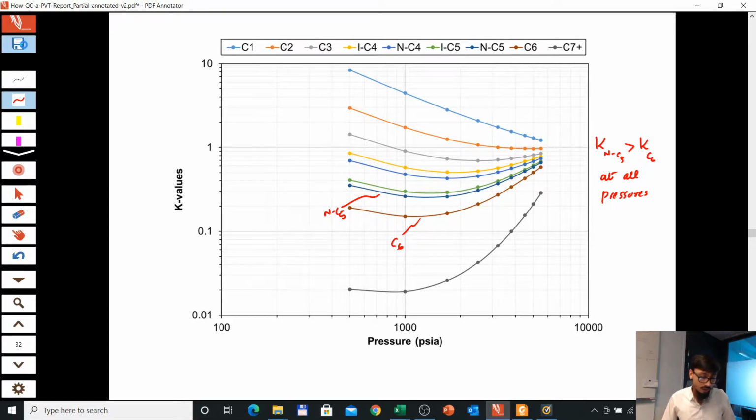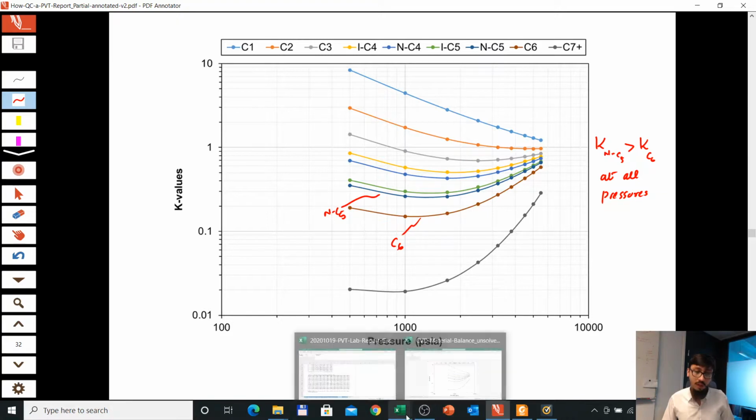So I think that was it on the CVD forward material balance, and then we will jump to our next topics on the material balance on DLE and separator test.